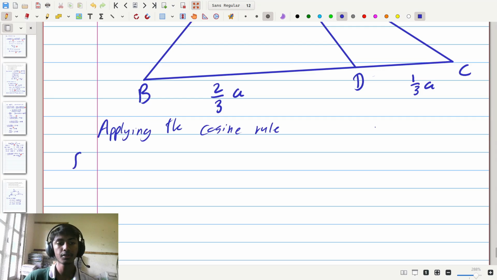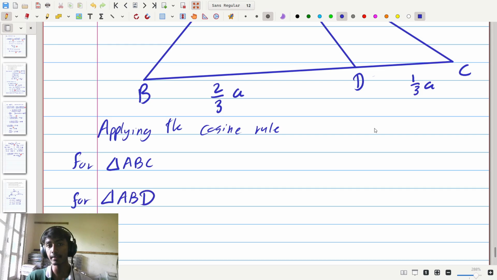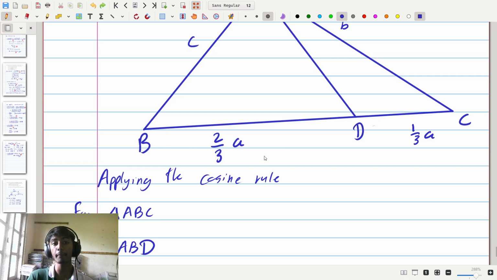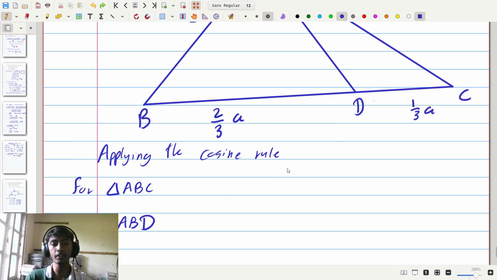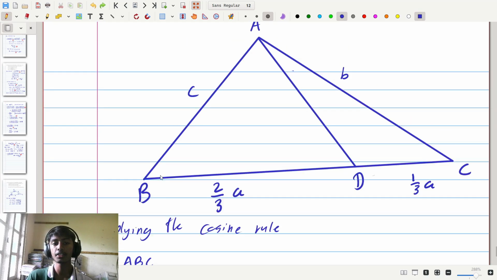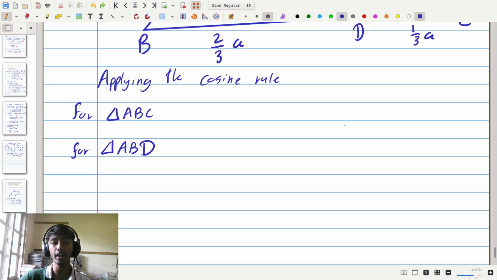I'll apply it for the triangle ABC and also for the triangle ABD. And in both of them, I'll be applying them for the angle B, such that the angle B goes into the cosine. Now, for the triangle ABC, the side length opposite to B is simply b, and therefore we'll get b squared equals a squared plus c squared minus 2ac cosine of capital B.